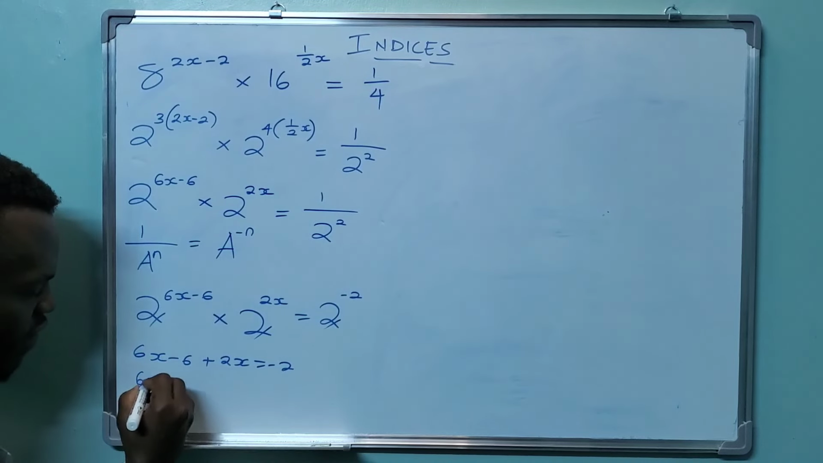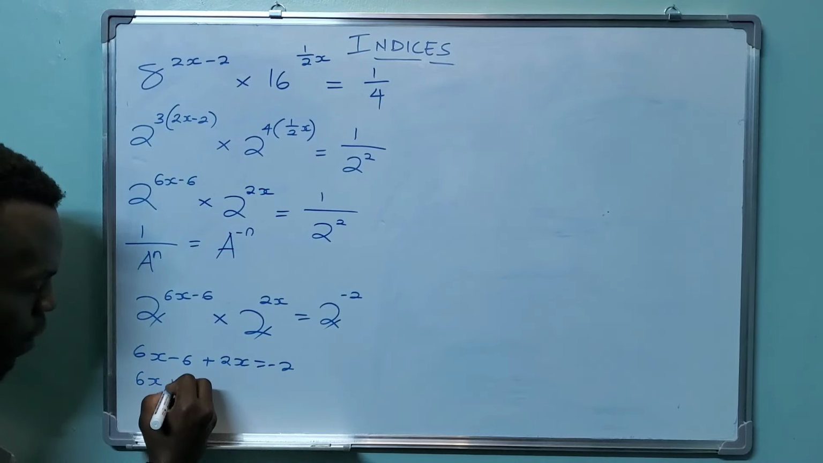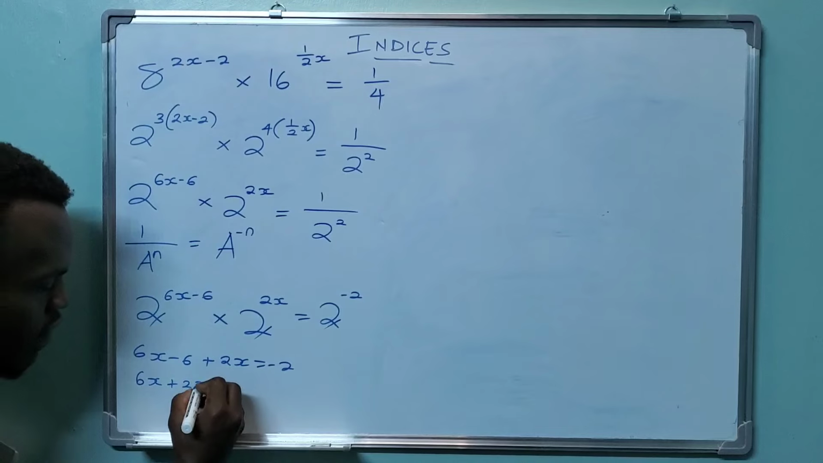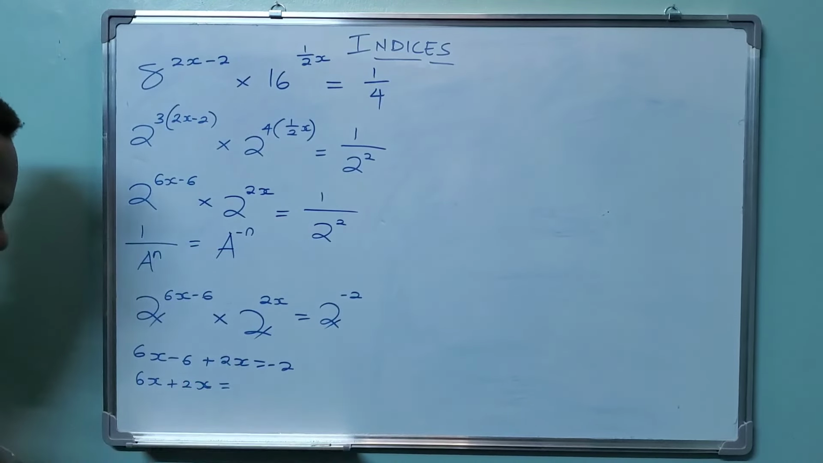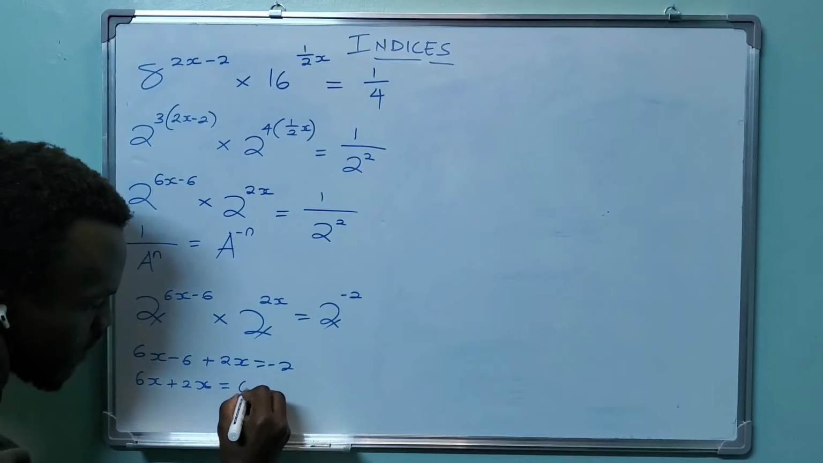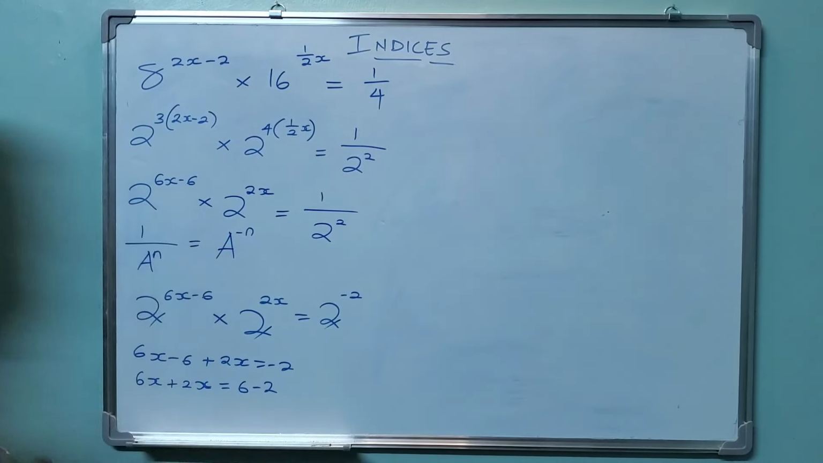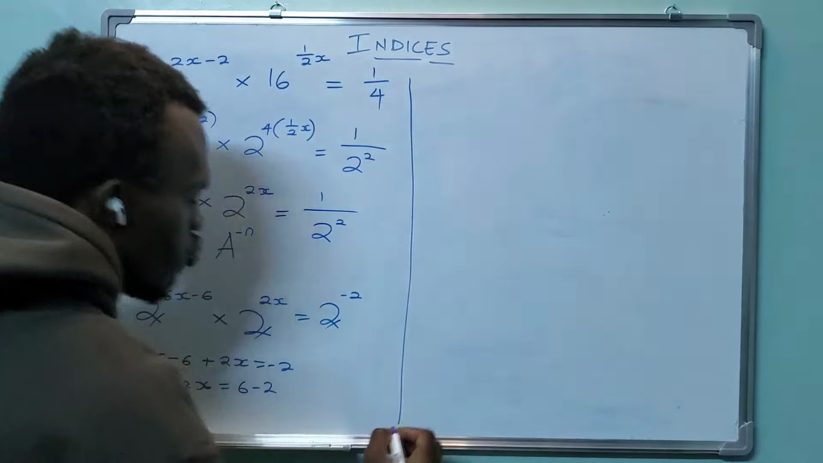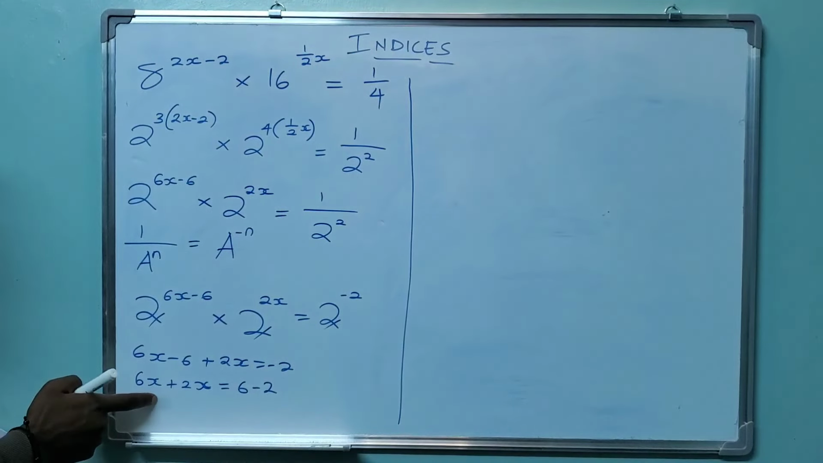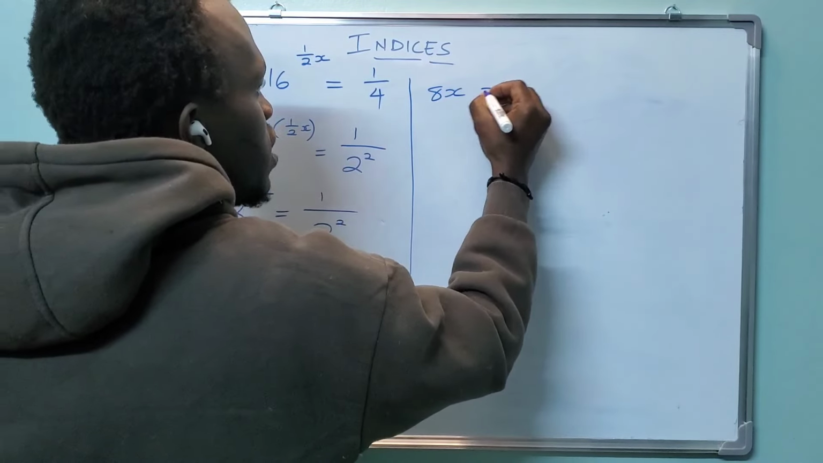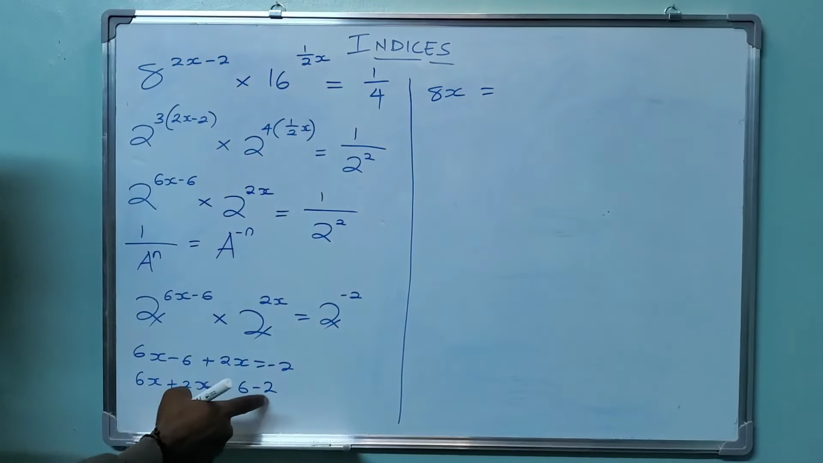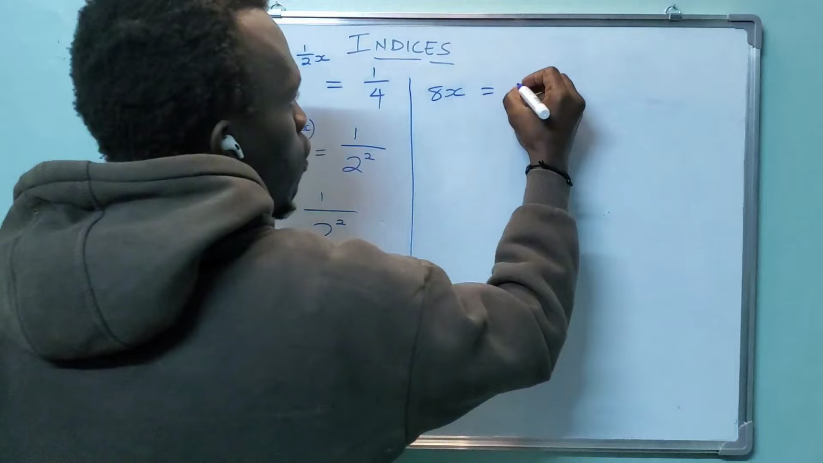I'm going to have here 6x plus 2x being equals to what? Take that negative 6 the other side, it becomes a positive 6 minus 2. Now, what are we going to have? I'm going to add here 6x plus 2x, that is going to be 8x, being equals to 6 minus 2, that is going to be 4.